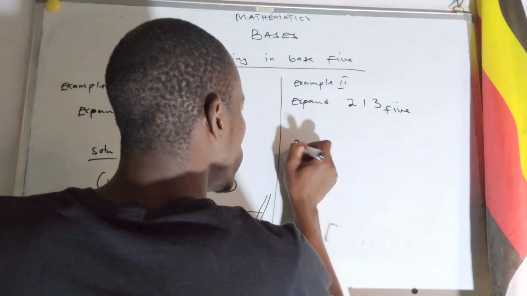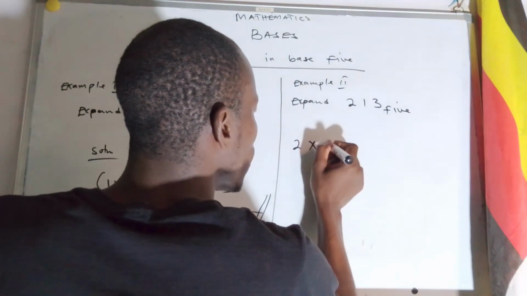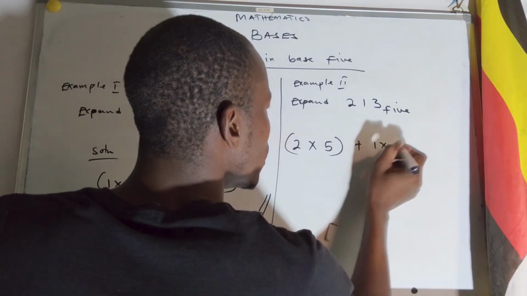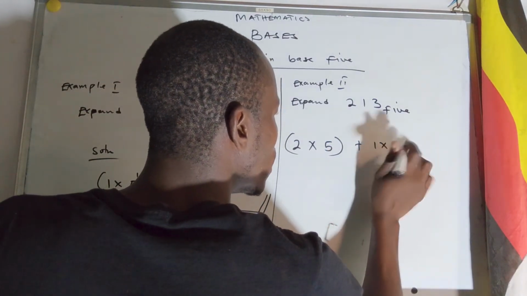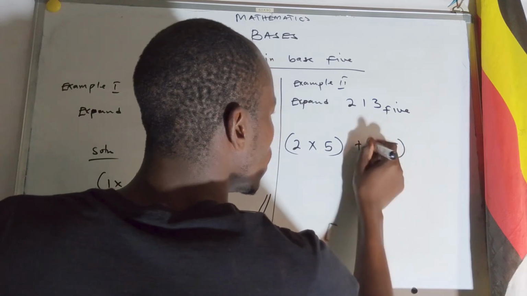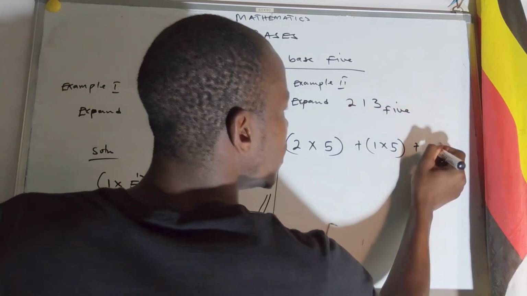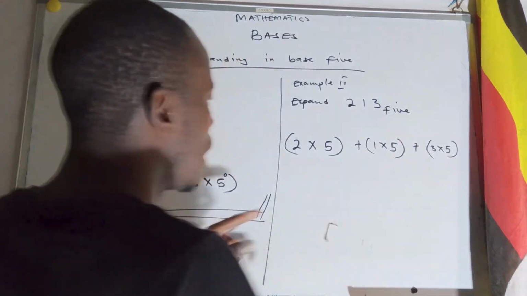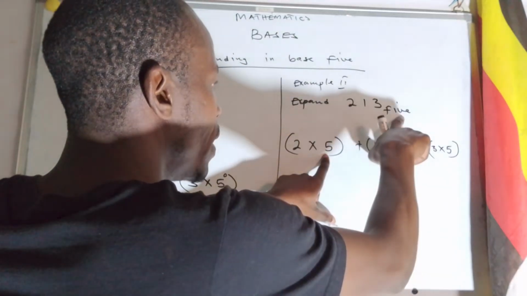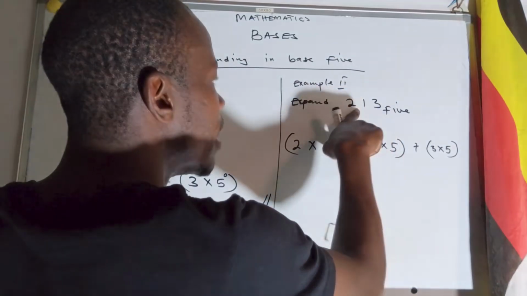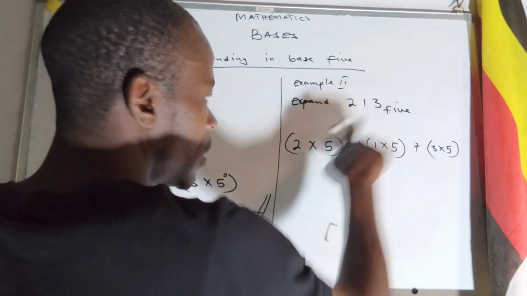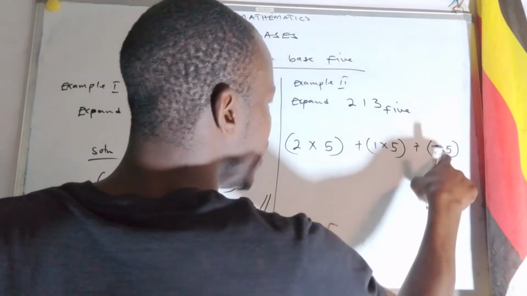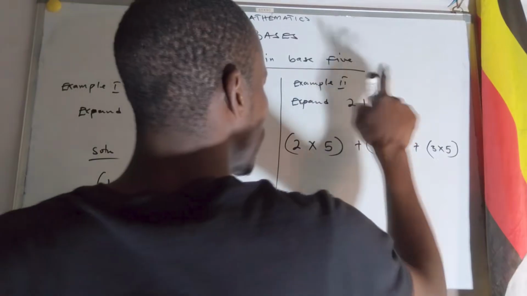you start 2 times 5 plus 1 times 5 plus 3 times 5. I said 5 is the base. So we multiply each digit here by base 5. That's why I'm multiplying 2 times 5, 1 times 5, 3 times 5. 5 is the base of these digits.